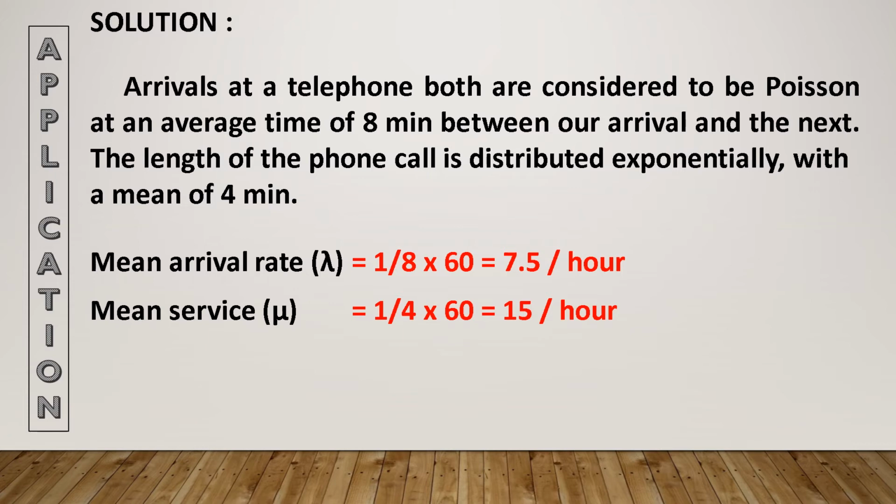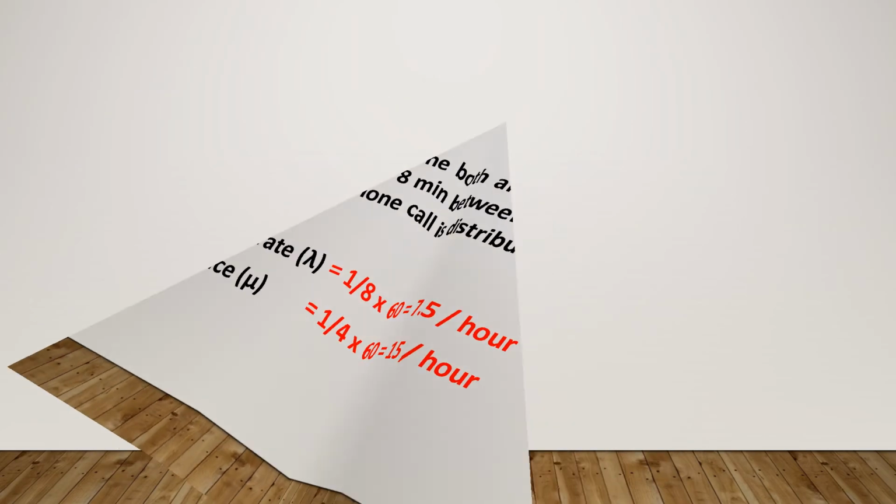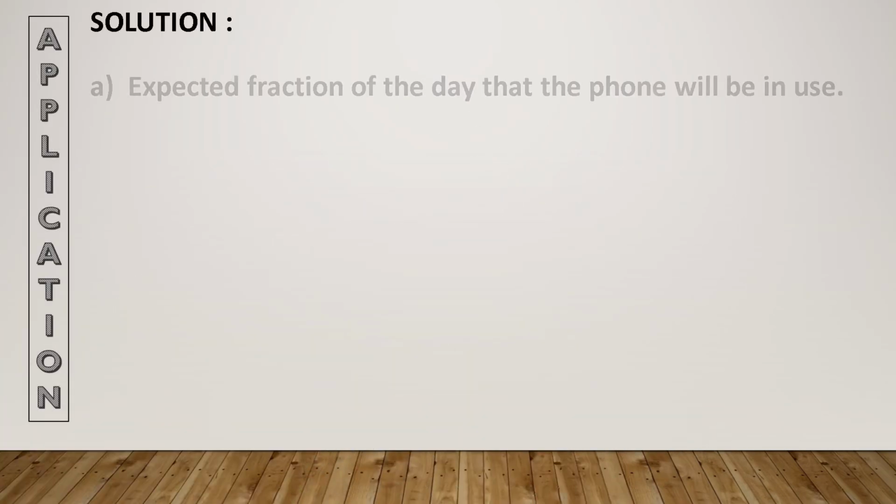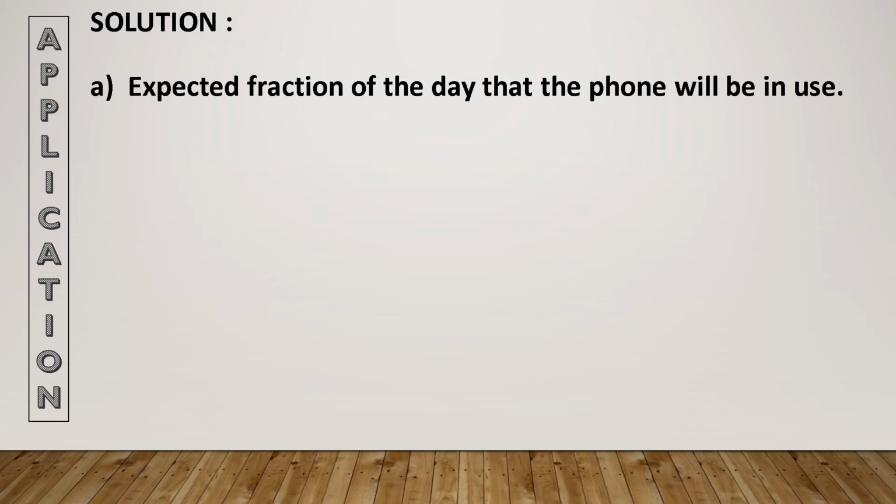Now, we're ready to solve the questions. The first one, expected fraction of the day that the phone will be used. We're going to use this formula, which is mean arrival rate divided by mean service rate. Fill in 7.5 divided by 15, which is equivalent to 0.5 or 50%. So 50% is the expected fraction of the day that the phone will be in use. So it is half a day.